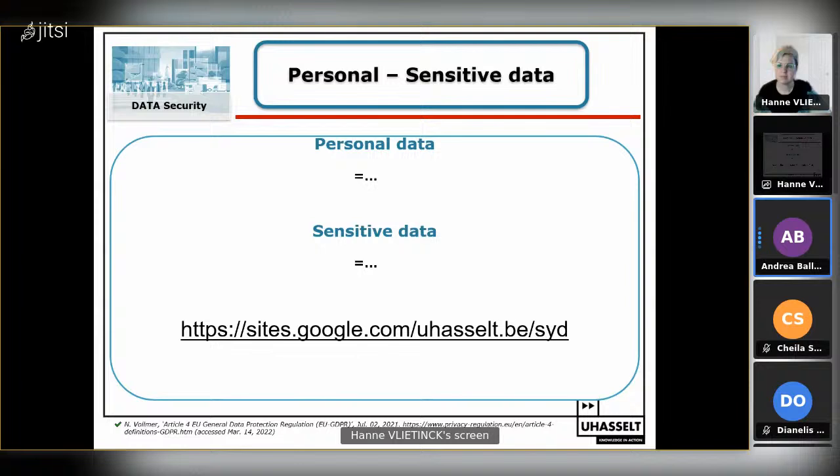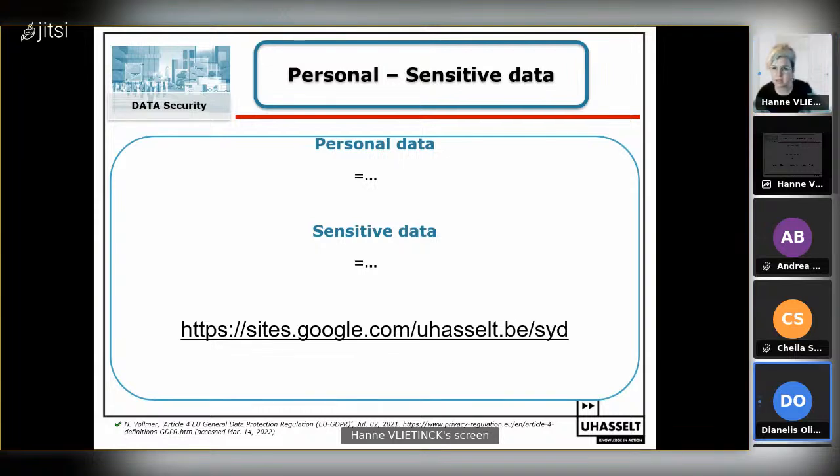We are working in a political, but now, no. And do you know the difference between the personal and sensitive data? No. That's okay. Okay, let's go further.